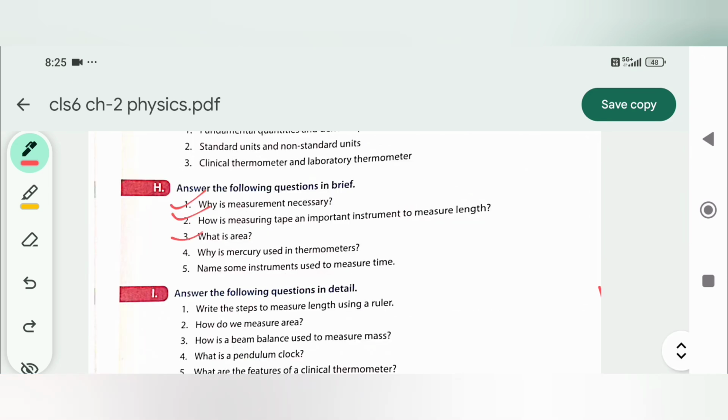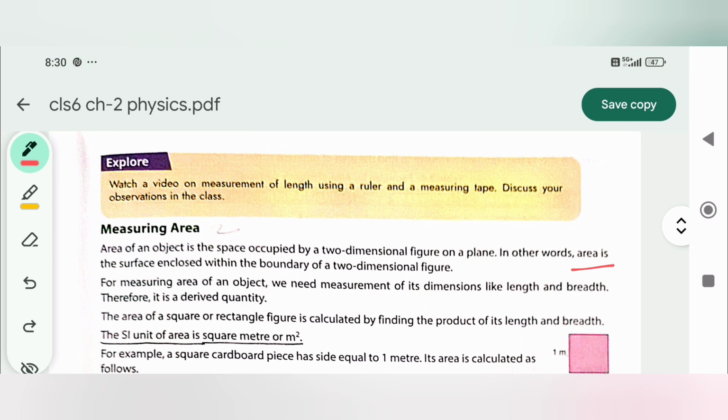Question number 3. What is area? Area is the surface enclosed within the boundary of a two-dimensional figure. This is H 3.